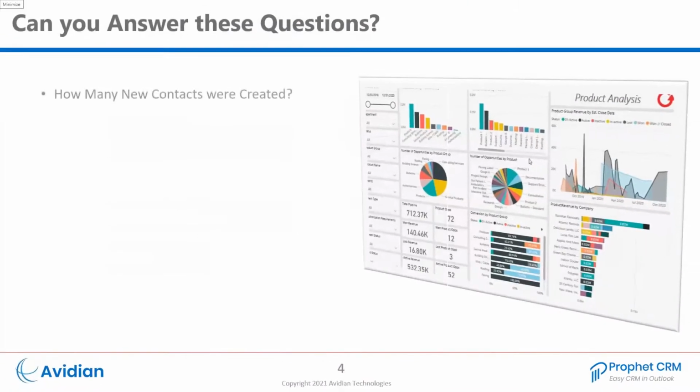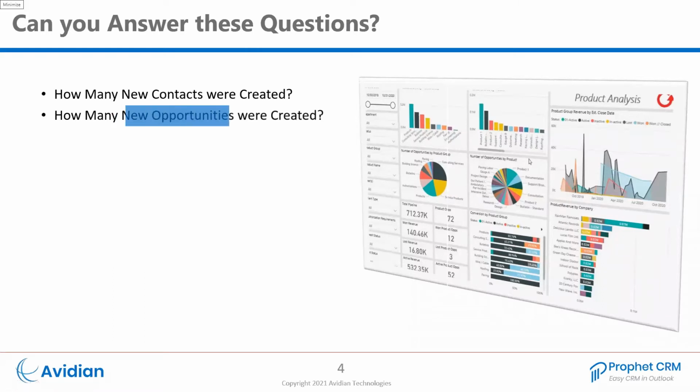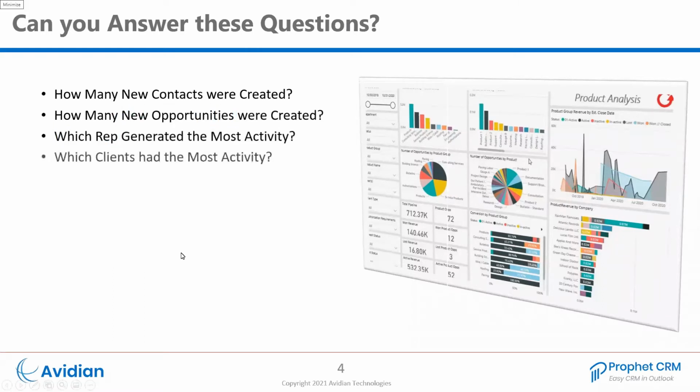But to talk about what this is all about and how to get what we're talking about when it comes to actionable insight, do you really know right now how many new contacts were created last month by your team? Do you know how many opportunities were created? One of the key things in sales. Which rep generated the most or the least activity? Which clients had the most or least activity? Do you know what your lead conversion rates are on a day-to-day, month-to-month basis?